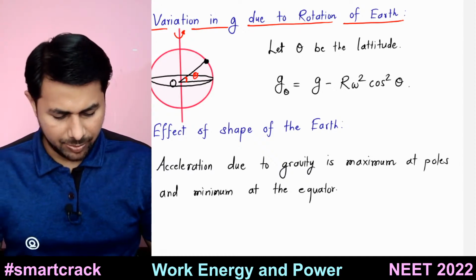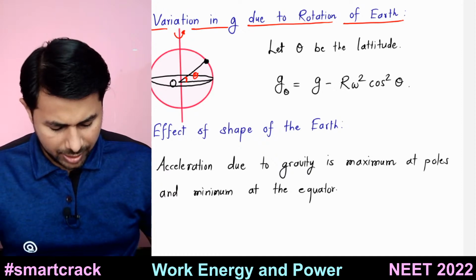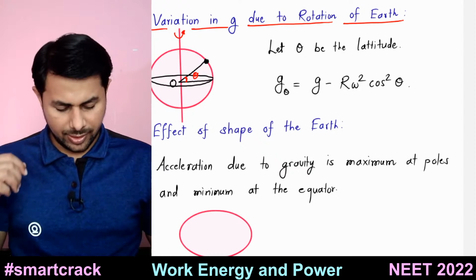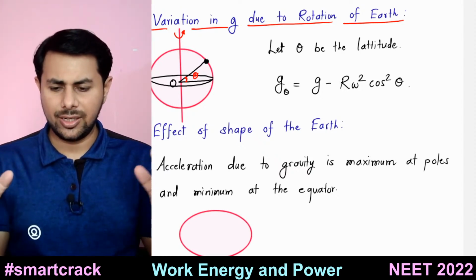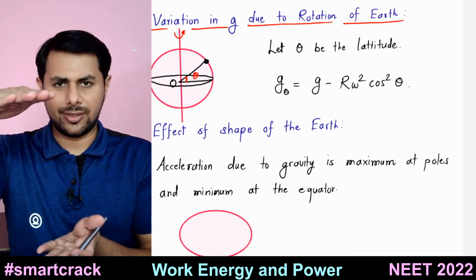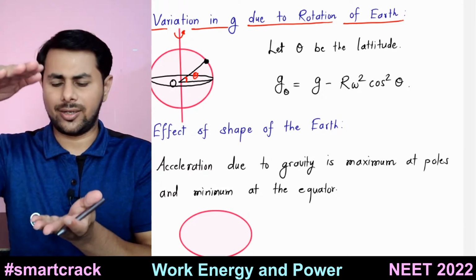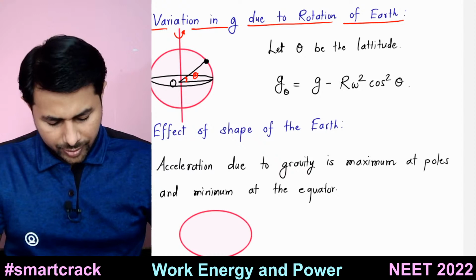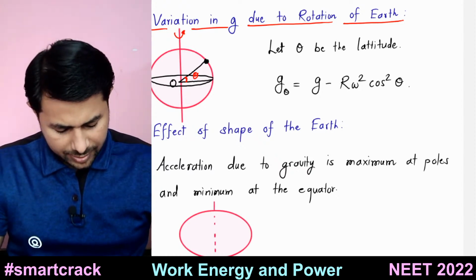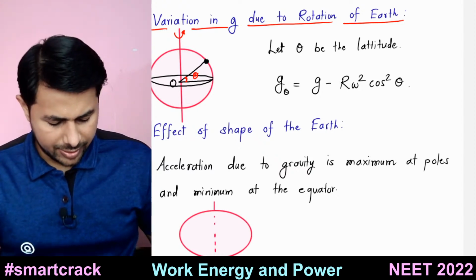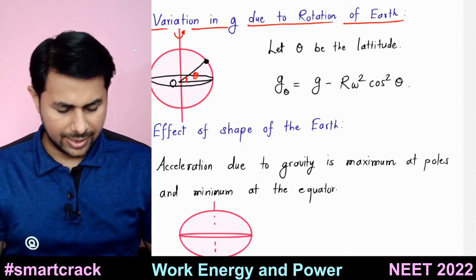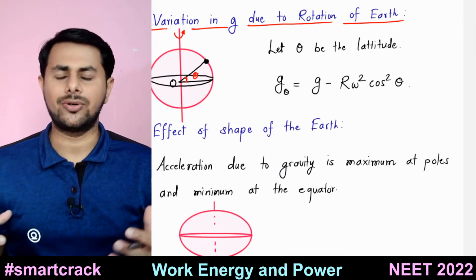So how is the shape of Earth? The shape of Earth is something like this. It is bulged at the equator, and it is somewhat flattened at the poles. So from this what we can say is the acceleration due to gravity must be small on the equator, and it will have a greater value on the poles.